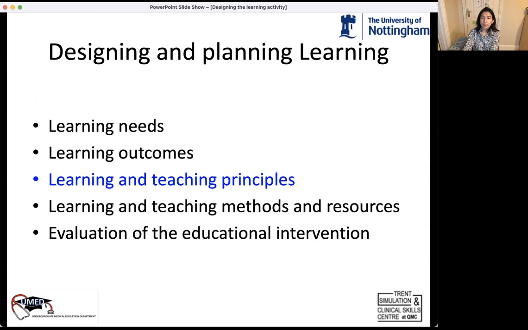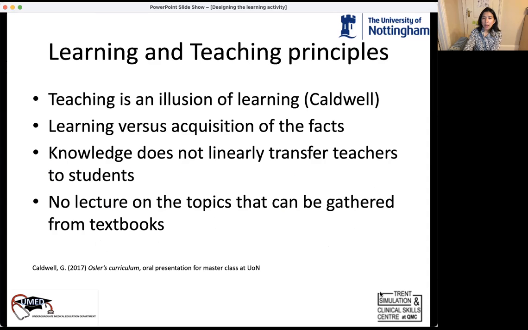The next thing we need to consider before delivering the session or designing your learning activity is what learning and teaching principle you are going to use in your session. My colleague Sarah will talk about this on the course day. Teaching and learning is a bit different. We teach them, but we are not facilitating students' learning. Today, I will give you some top tips.